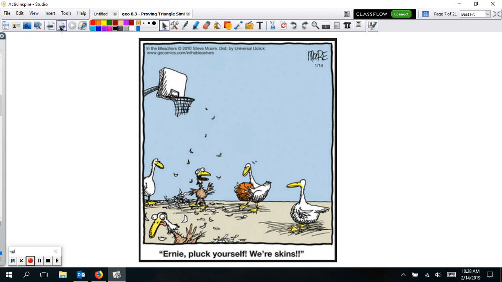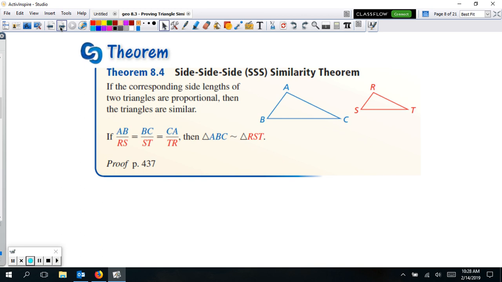Alright, let's move on to our theorem here, the side, side, side, SSS, similarity theorem. We have this also for the congruent theorem, and we can see that same SSS applies for both congruent triangles and similar triangles. For congruent triangles, the corresponding sides would have to be congruent. For similar triangles, though, the corresponding side lengths of two triangles are proportional. So if we could write a proportion out, and they're all proportional, these all would be equal to each other, then we could say they're definitely similar triangles.